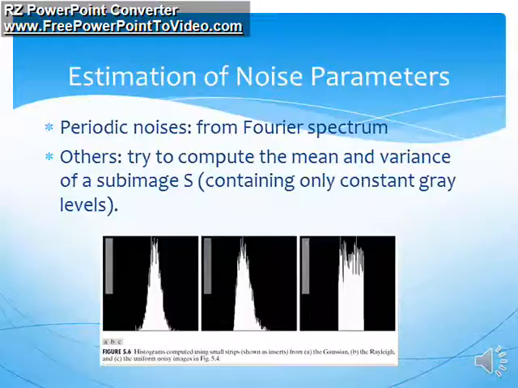So here 3 images have been given. We can have all the corresponding images. Here the histograms are computed using small strips shown in the image. The first one is the corresponding histogram of a Gaussian noise image, the middle one is the Rayleigh noise image, and the last one is the corresponding histogram for the uniform noisy image. So these 3 are examples of the different histograms of 3 different noisy images.